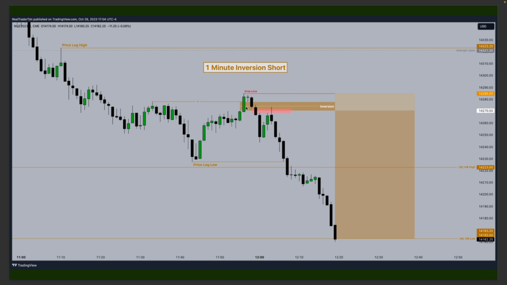But do you guys all get, at this point, this model, right? Because now I have the advantage of, okay, if it rips up through the inversion, I know I'm wrong right away. And look how small risk is here, right?